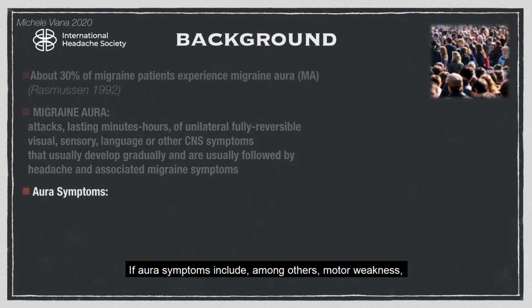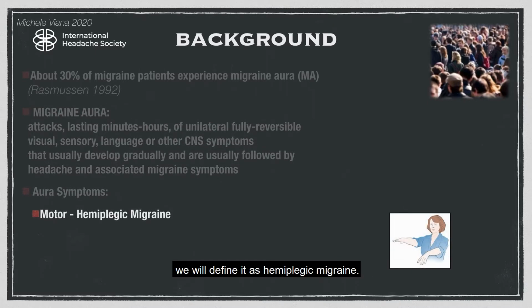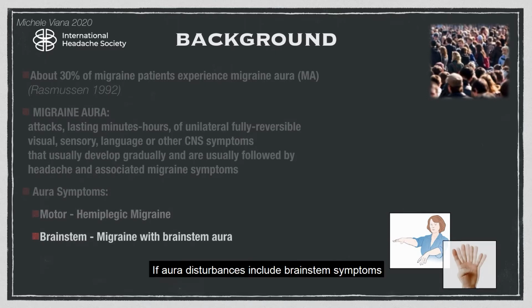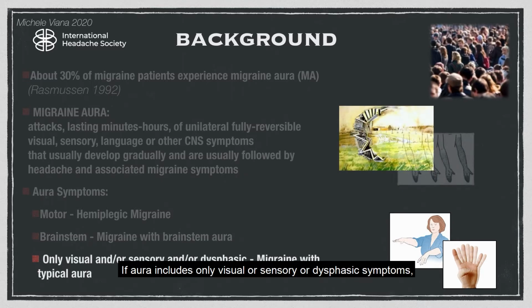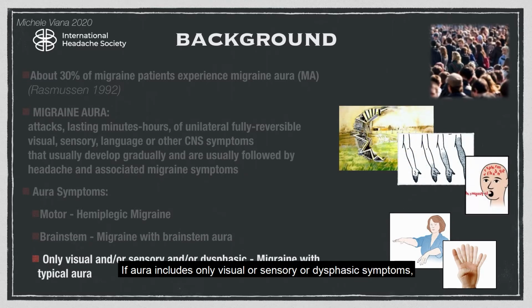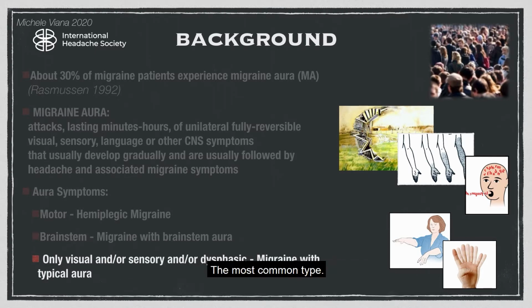If aura symptoms include, among others, motor weakness, we will define it hemiplegic migraine. If aura disturbances include brainstem symptoms such as diplopia or ataxia but not motor weakness, aura will be defined as brainstem aura. If aura includes only visual or sensory or dysphasic symptoms, we will define migraine with typical aura, the most common type. And in this video, I'll talk about this one.